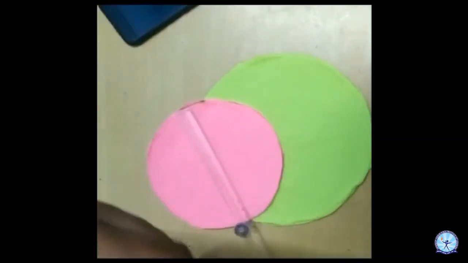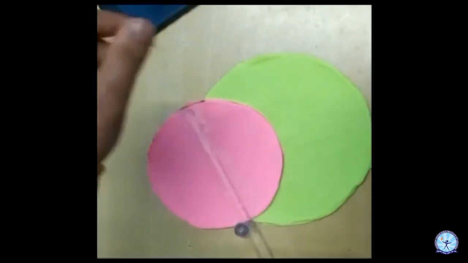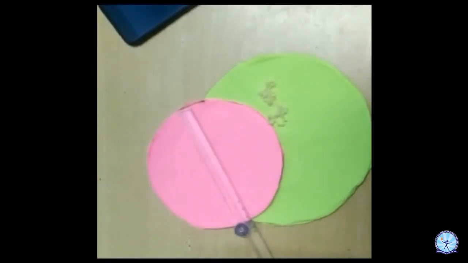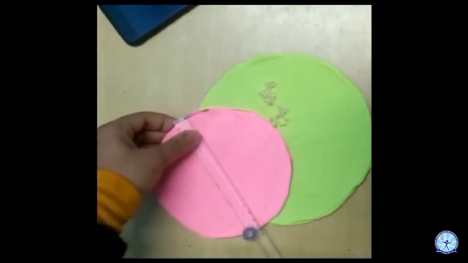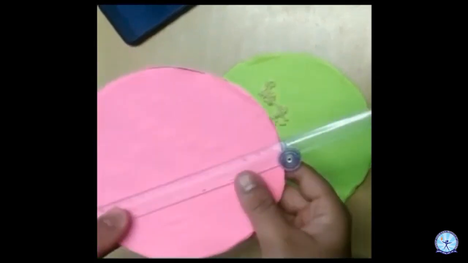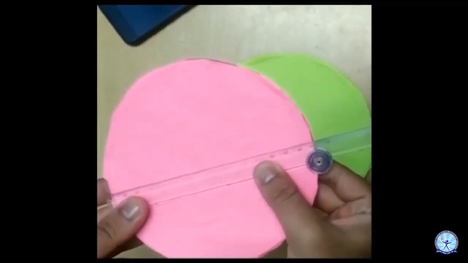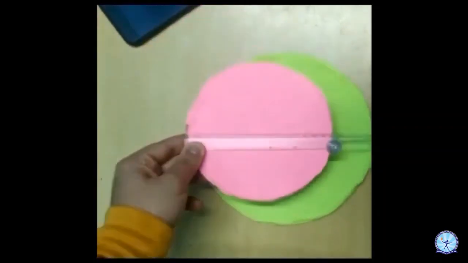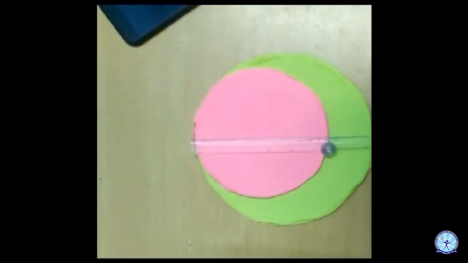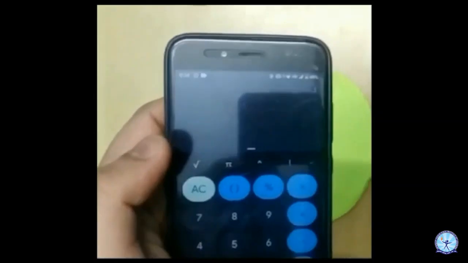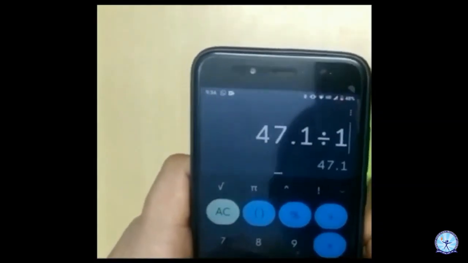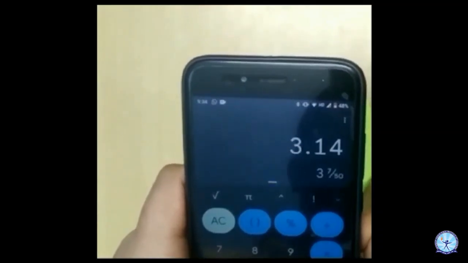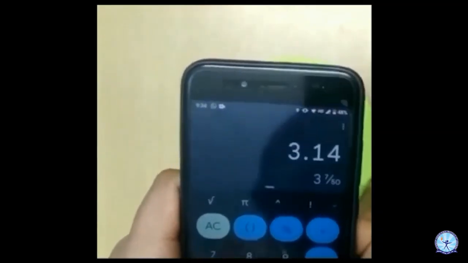Now, we would be measuring the length of the diameter of the small circle. The diameter of the circle is approximately equal to 15 centimeter. Now, we would divide this circumference by the diameter of the circle. Now, taking a calculator, we put the values, that is 47.1 and 15 centimeter. On dividing, we would see that we got an approximate value of 3.14, and it is true for all these circles.